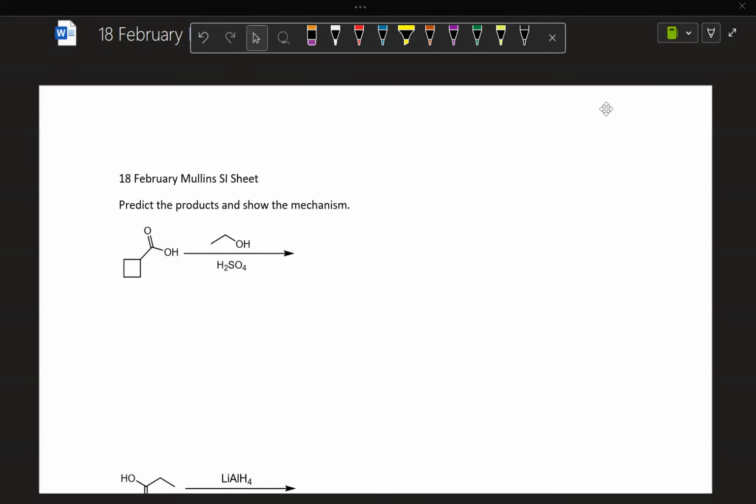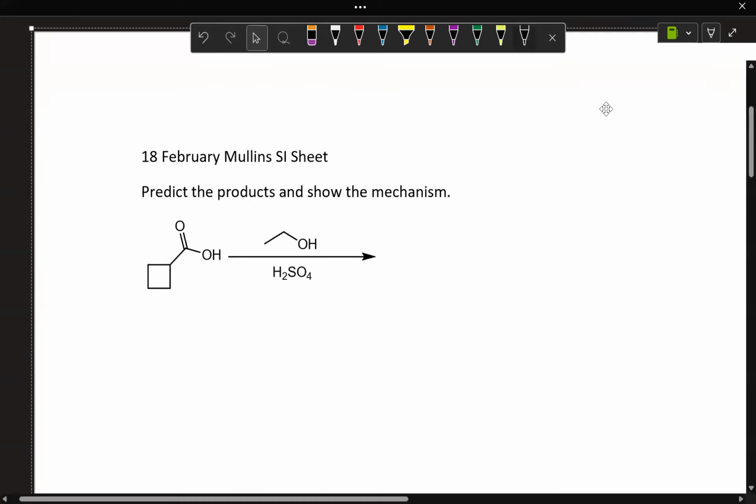All right, let's work through this SI sheet. This sheet should cover the material Dr. Mullins covers on Friday. So let's start with the first side, which is predicting the products and showing the mechanism.